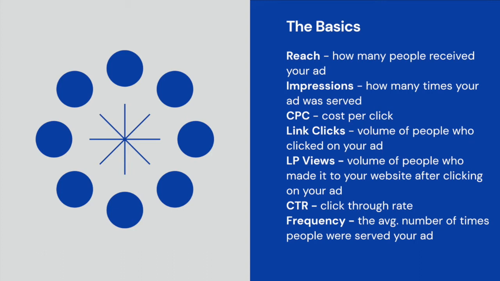Next, right along with CPC, is link clicks, which we should maybe call button clicks. It simply means how many times someone has clicked on the button on your ad. Link clicks are good to look at in relation to a couple of things, mainly in relation to the next metric we're going to talk about, which is landing page views. Landing page views is slightly different from link clicks.